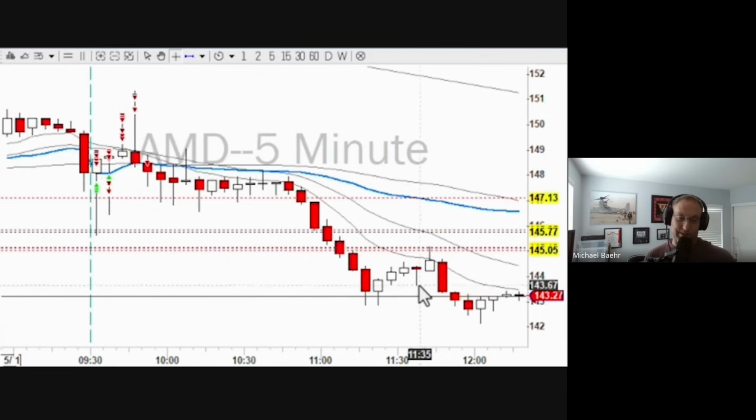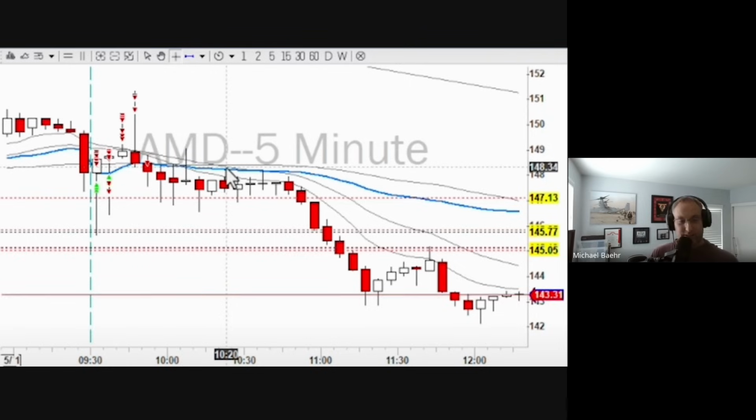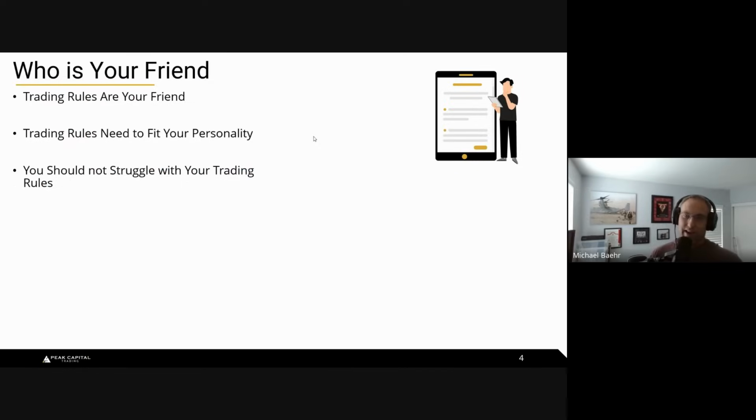And then as it approaches there, you're like, oh, but S3's down there. It's going to bounce off S3. So now let me put my stop below S3. And then it crashes through S3 and then you think it's S4, right? And then at the end of the day, you're like, oh, why didn't I just obey my first stop? That would have made so much more sense. I had a rule that said it, right? It's because your rules need to fit your personality, right?